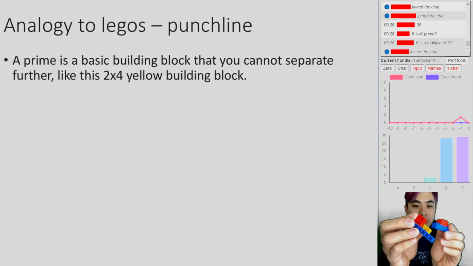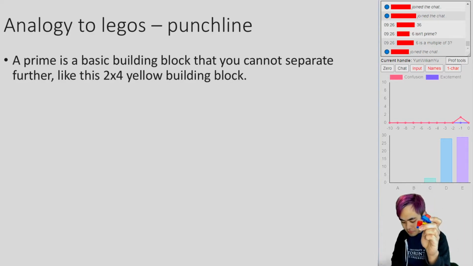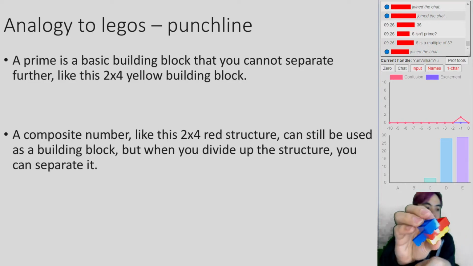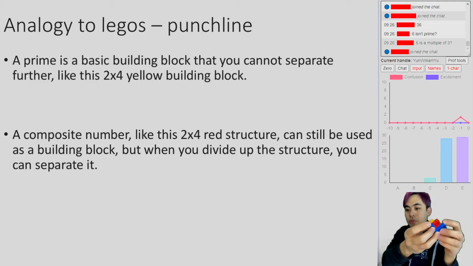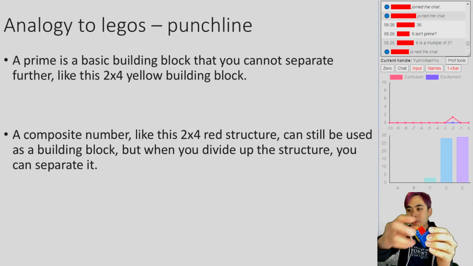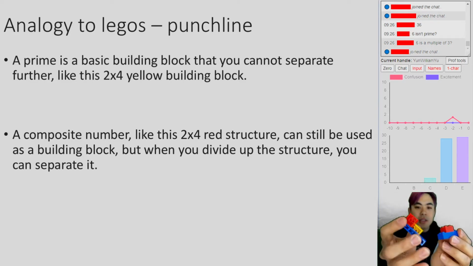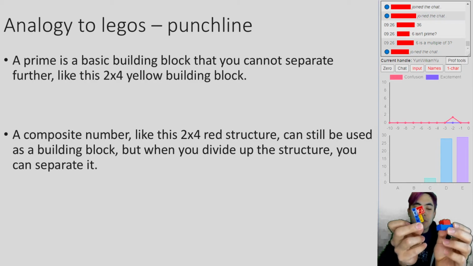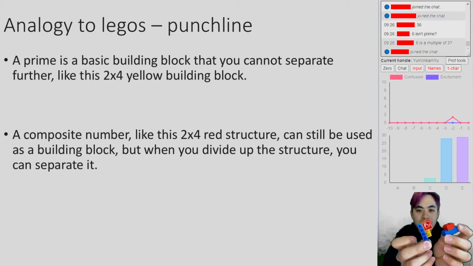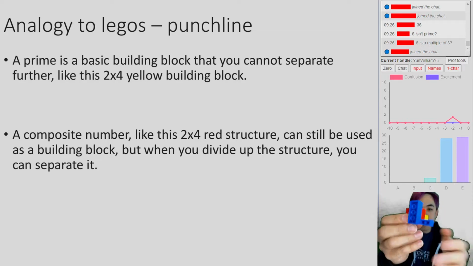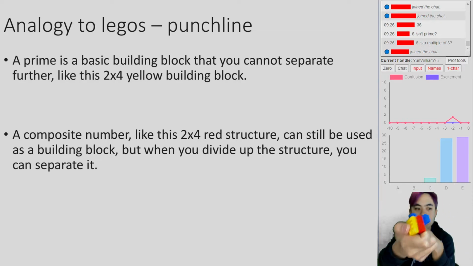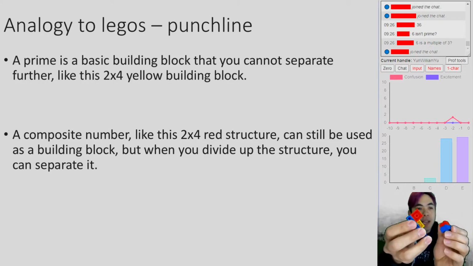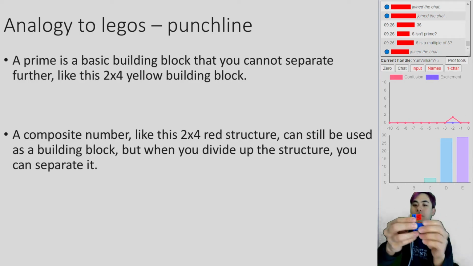But on the other hand, this red structure, this 2x2 red structure, even though it looks very similar to the yellow piece, is actually made from 2 smaller pieces. And so when I divide up the structure, my 2 red pieces can come apart. And so 6 is more like these 2 red pieces. It's actually built from a 2 and a 3. And so when you divide up a bigger number into 2 parts by division, you can break up the 2 parts. You don't have to, but you can. Does that analogy make sense?